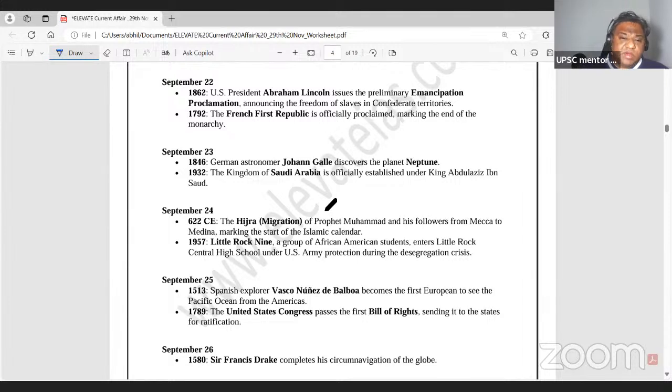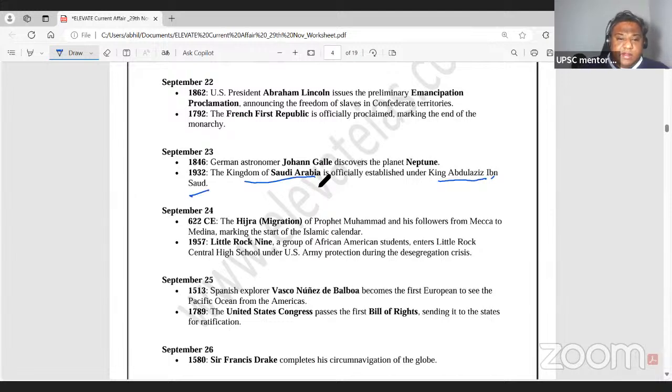1846, German astronomer Johann Galle discovers the planet Neptune. And in 1932, the Kingdom of Saudi Arabia is officially established under King Abdulaziz ibn Saud.